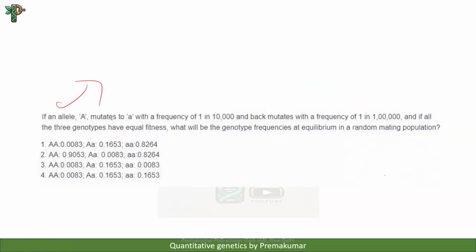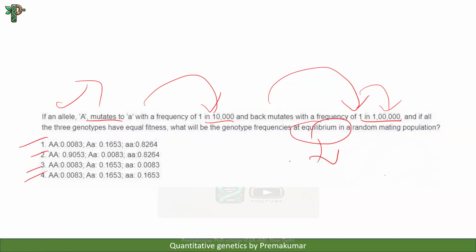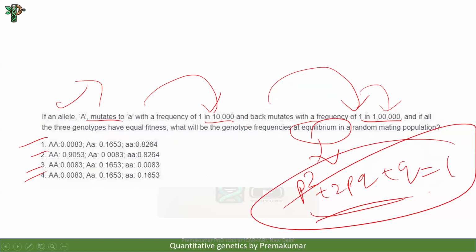Then, when allele A mutates at a frequency of 1 in 10,000 and back mutates at 1 in 10,000, forget about all this and just check whether the population is in equilibrium. You should know that p square plus 2pq plus q square is equal to 1. Whatever the question, if it says the population is in equilibrium in a random mating population, then definitely the frequency should be 1. Wherever you get 1, choose that option.